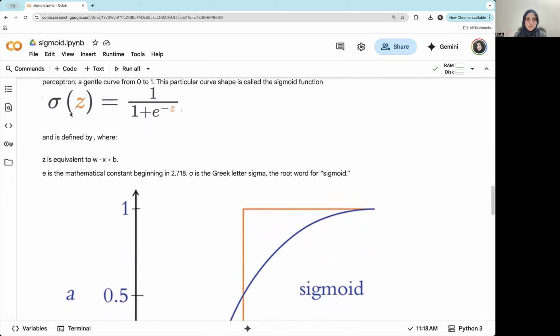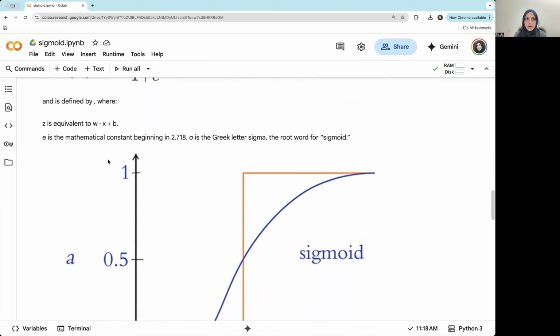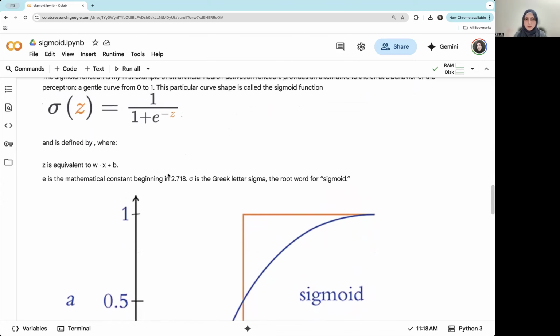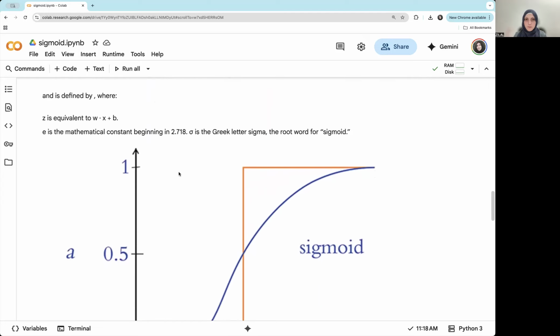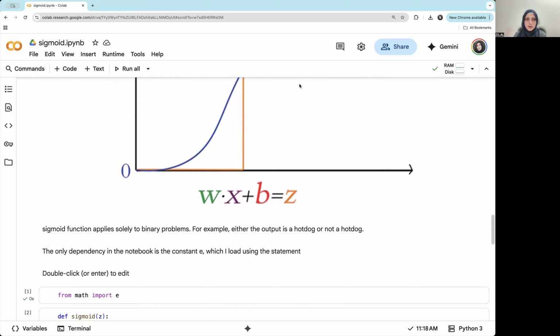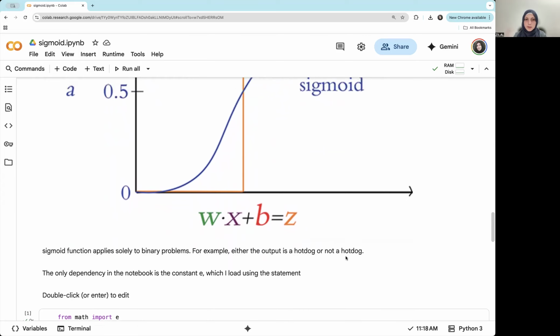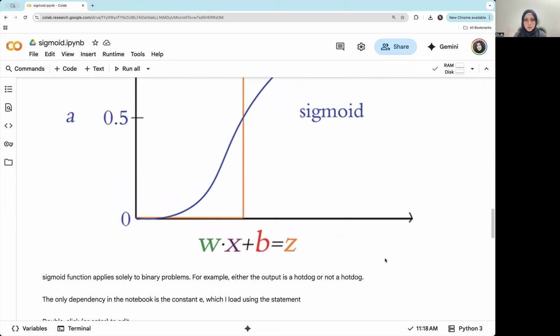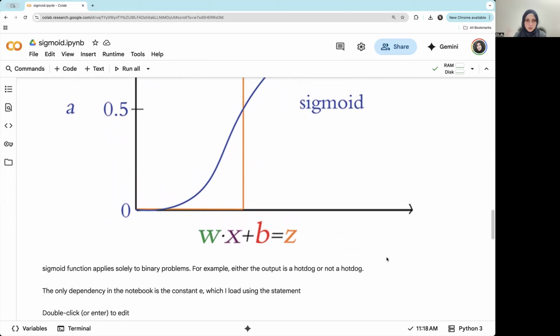So Z is equivalent to the dot product between the weights and the features, W and X, plus the bias. And e is the mathematical constant beginning with 2.7. So this is the sigmoid function. As you can see, there is a gentle curve here, not a sudden jump from 0 to 1. Sigmoid applies nicely to binary problems. For example, either the output is a hot dog or not a hot dog.